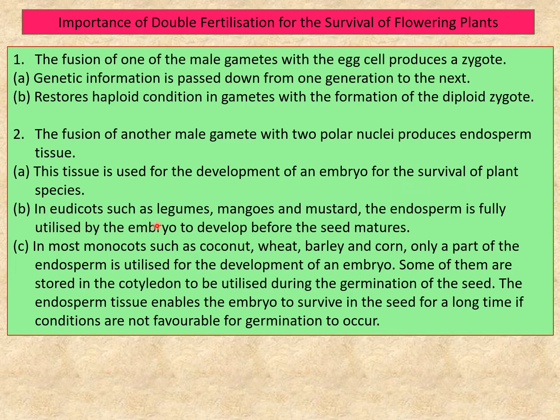In eudicots such as legumes, mangoes, and mustard, the endosperm is fully utilized by the embryo to develop before the seed matures. In most monocots such as coconut, wheat, barley, and corn, only a part of the endosperm is utilized for the development of an embryo. Some of it is stored in the cotyledons to be utilized during the germination of the seed. The endosperm tissue enables the embryo to survive in the seed for a long time if the conditions are not favorable for germination to occur.